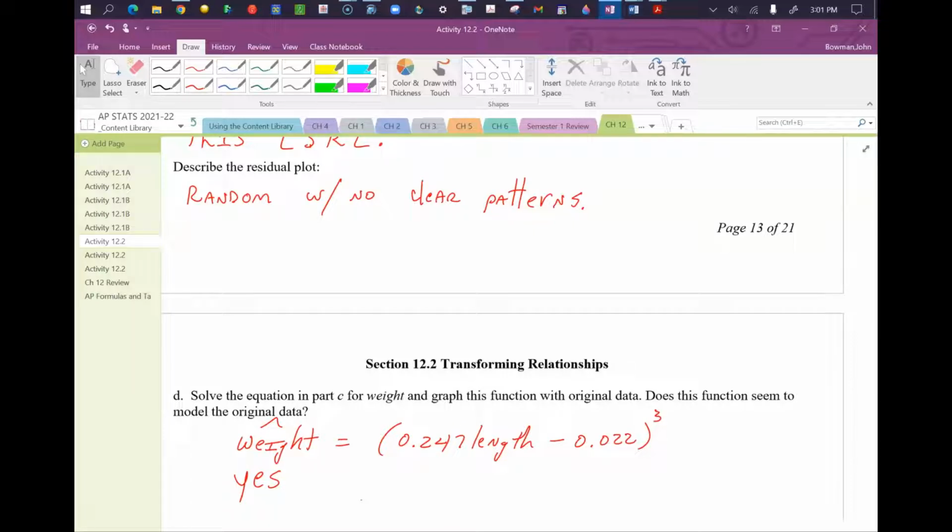So if you were to go back to the original data, the length and the weight data that was curved, and you were to plot this function, you would see that it would fit it particularly well. I will leave that up to you.